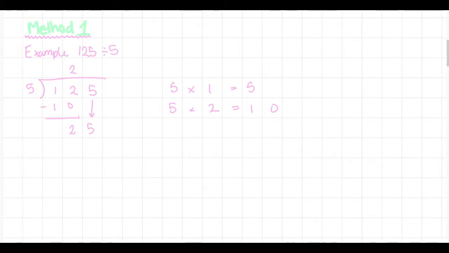So now we're looking at how many times does 5 fit into 25. Now if you're not too strong on your times tables, you can keep writing them out here, just adding on 5 as you go. And there's our answer. 5 fits into 25 5 times with a remainder of 0. So 125 divided by 5 is 25.